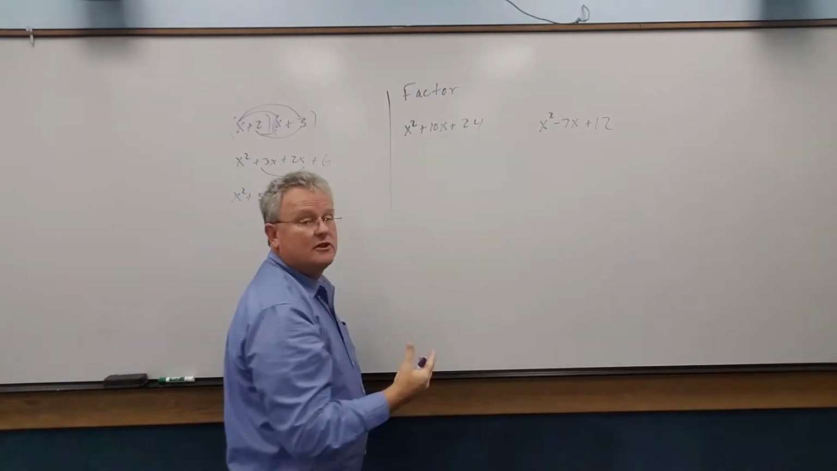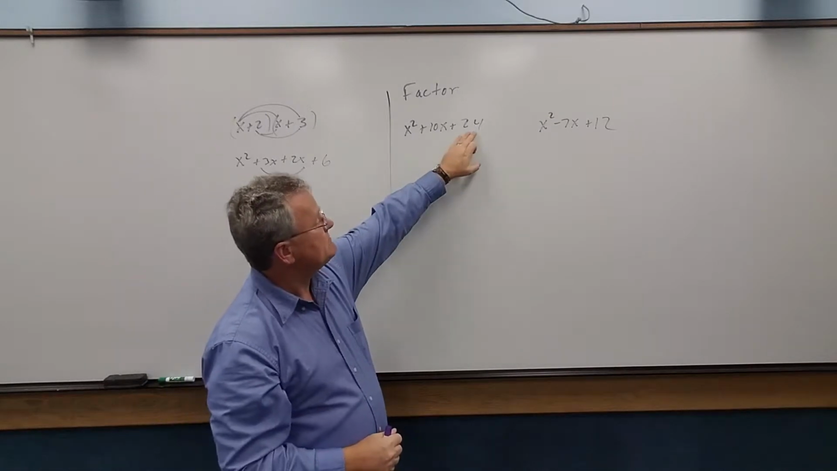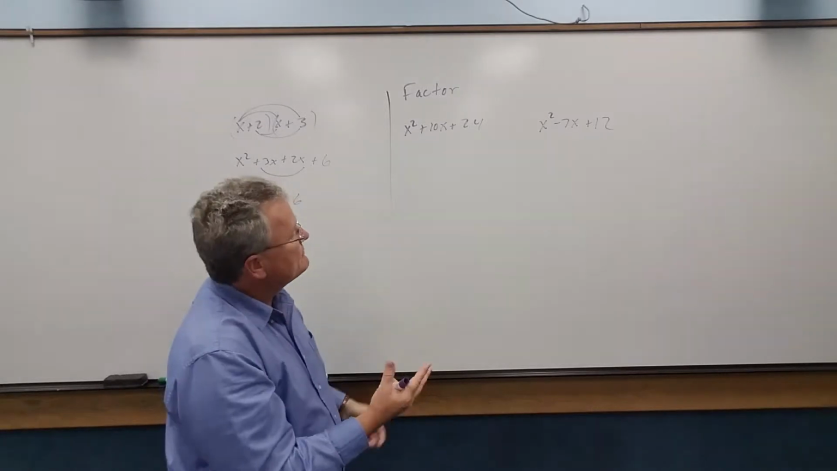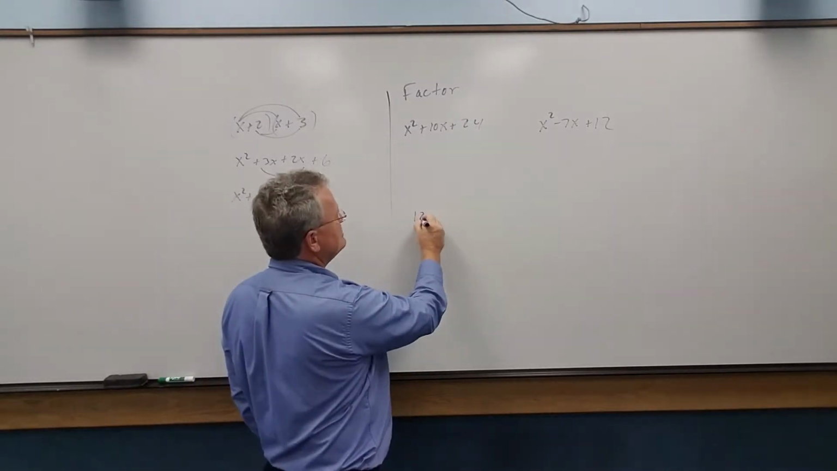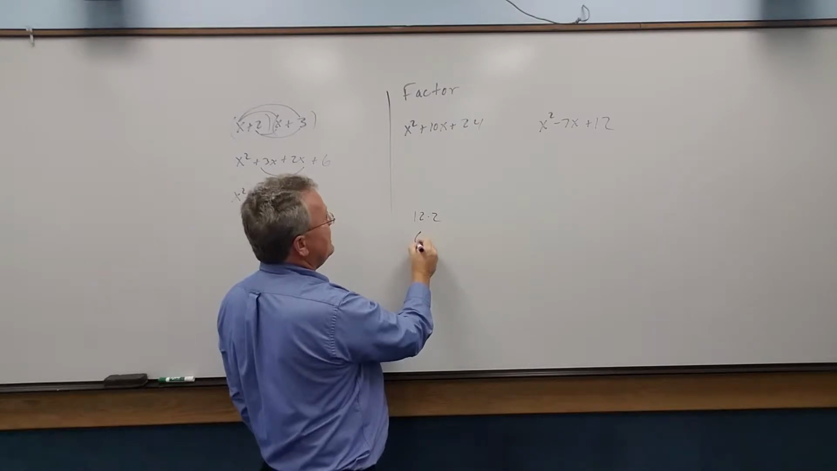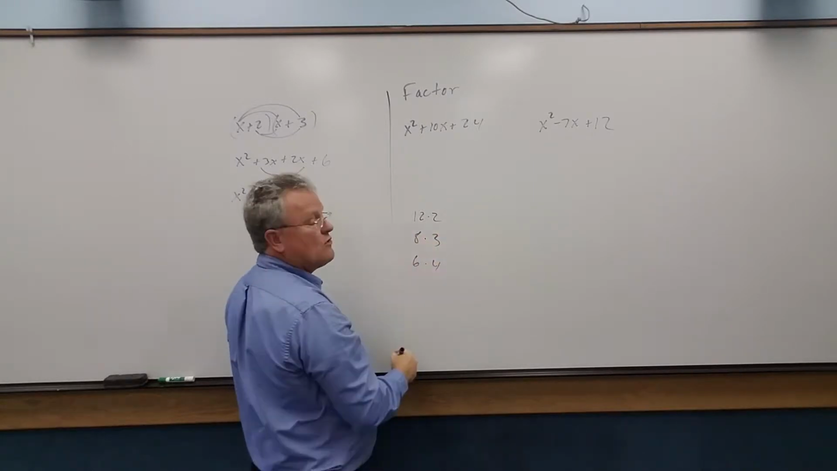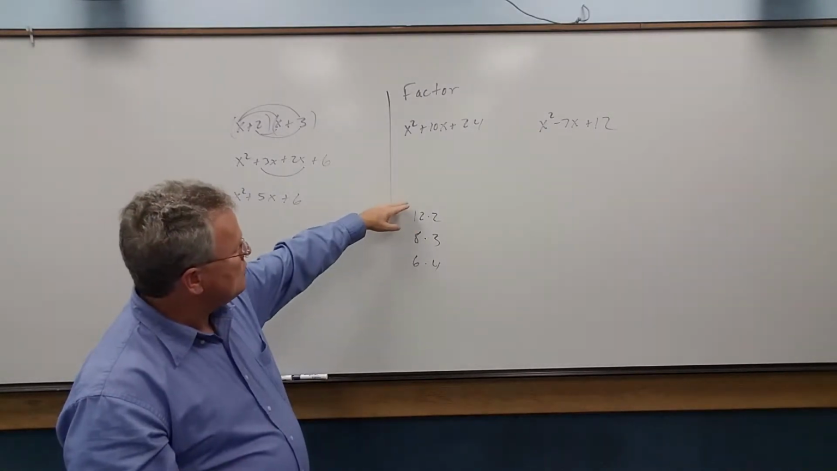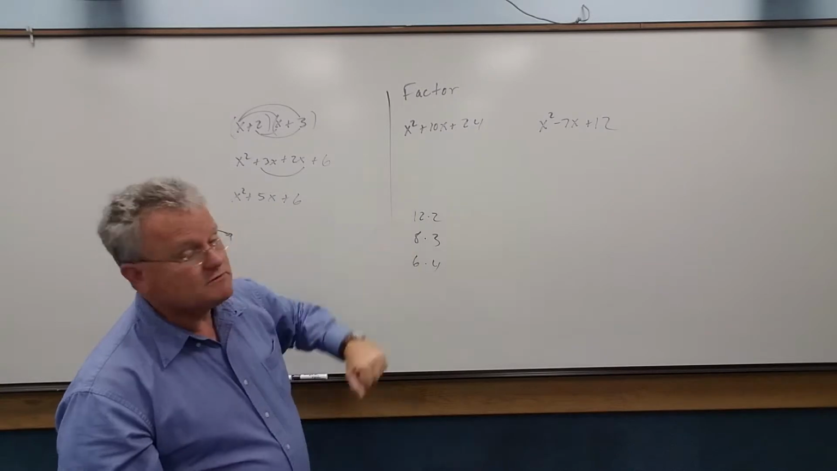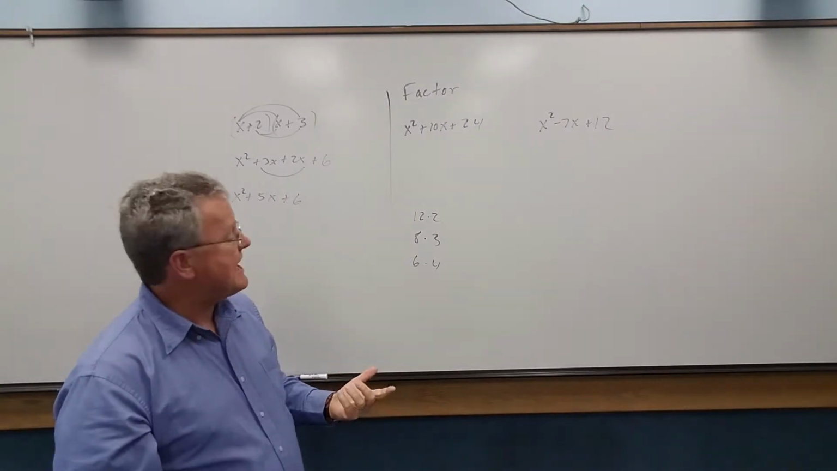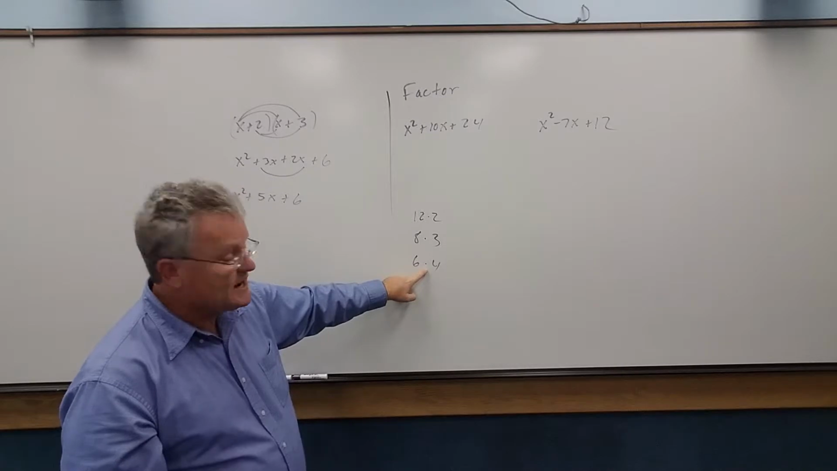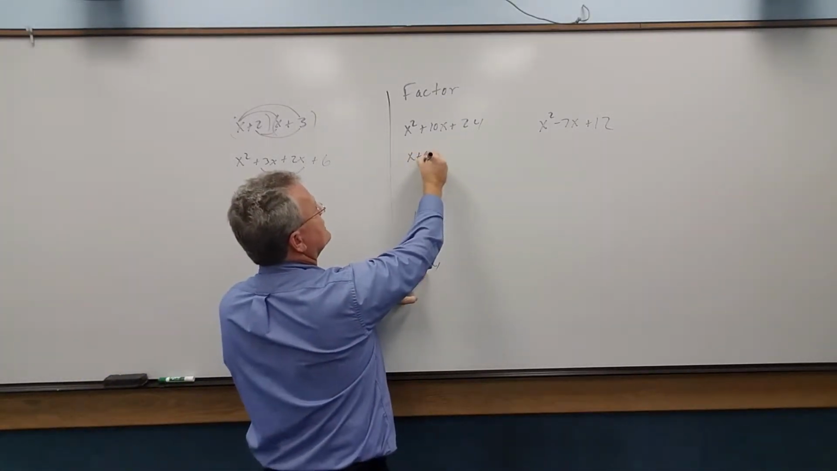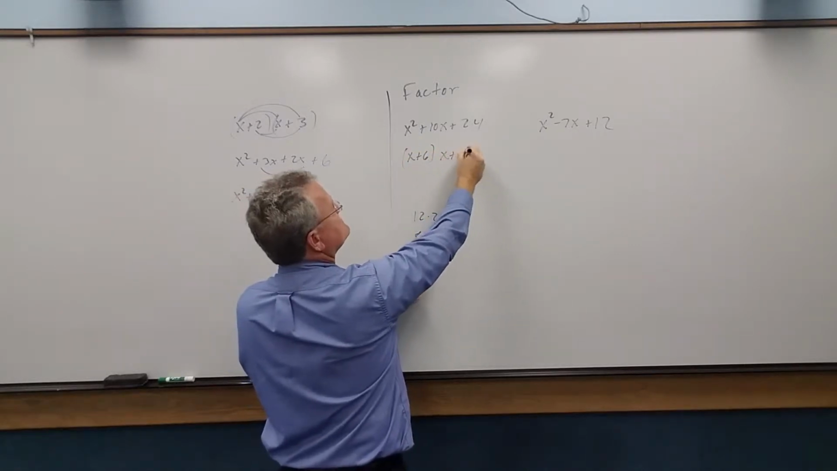So over here, the question is what two numbers multiplied equal 24, but add to 10. For this first one, let me just write down a few: 12 times 2, 8 times 3, 6 times 4, 24 times 1, whatever. All of these multiply to 24, but only one of them is going to add to 10. This is the one that adds to 10, 6 plus 4. So therefore, this factors to x plus 6 times x plus 4.